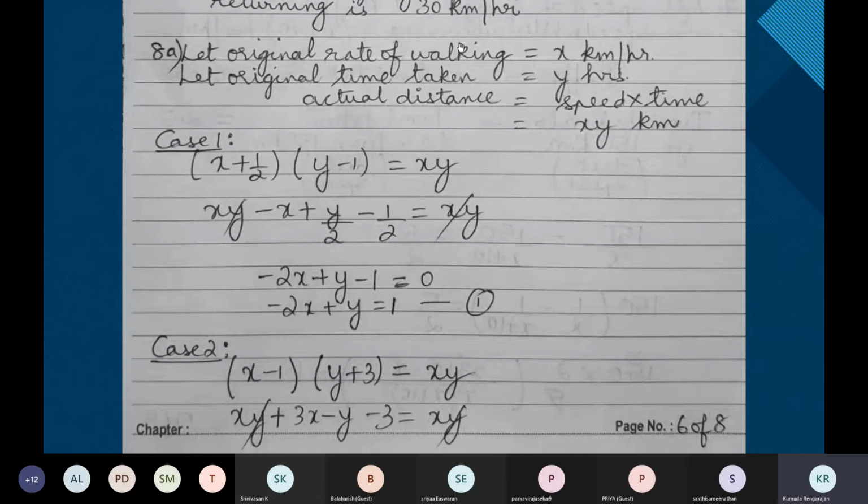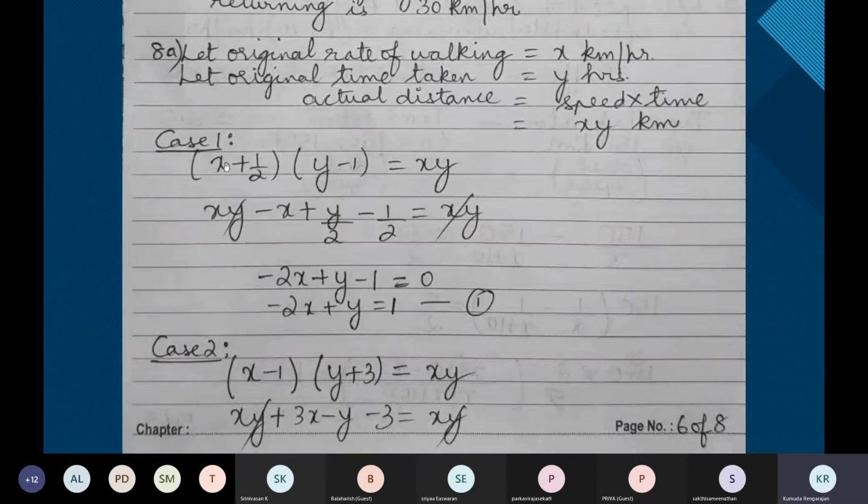Okay, so now that we have assumed the speed and time, you can easily find the distance. Speed into time, x into y, xy kilometers, because distance is in kilometers and speed is x kilometers per hour. So distance should be expressed in kilometers and time in hours. Now, what's the first case?